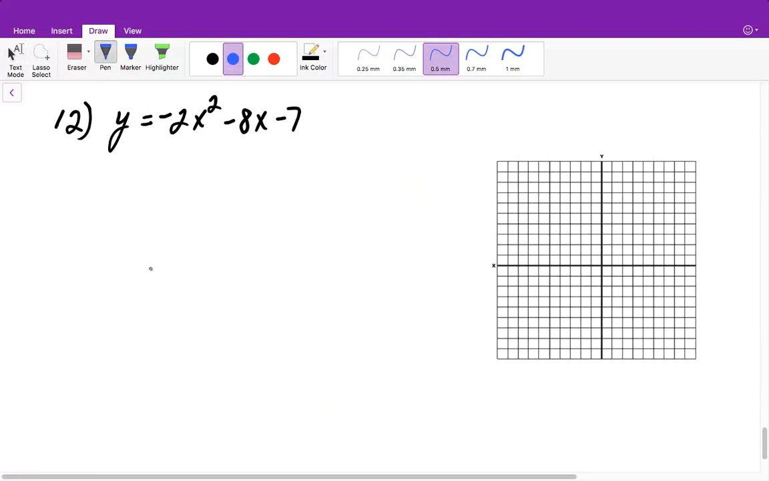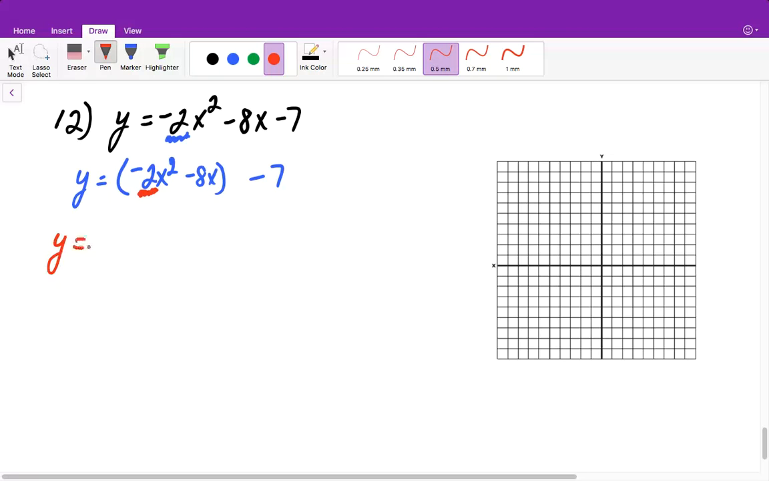All right, the next one for number 12, we do have to rewrite it in vertex form. So when you're writing it in vertex form, especially when there's a number other than 1 in front of your x squared, you are going to group those two together, your x squared and your x. And then you're just going to write your constant by itself. Then you're going to factor out the number in front, because we want our x squared to have a positive 1 in front.